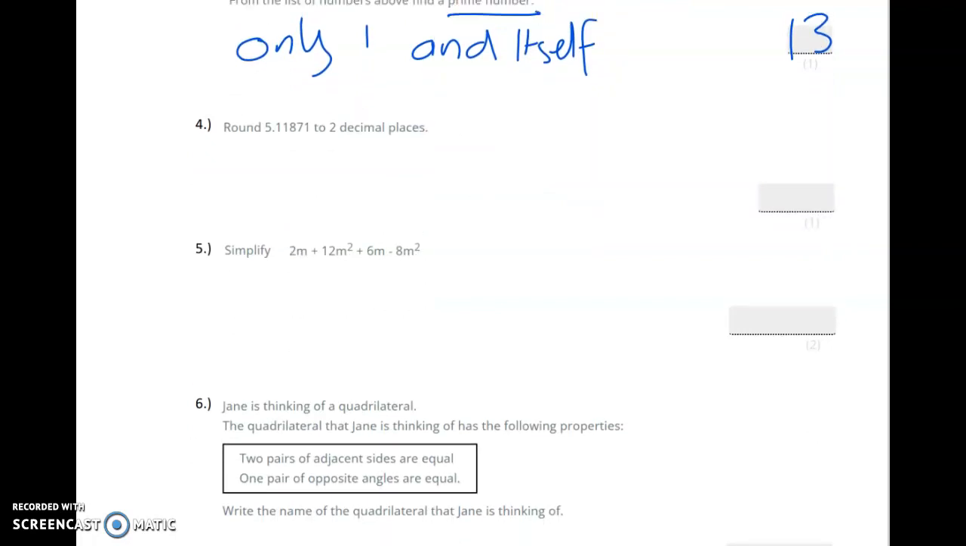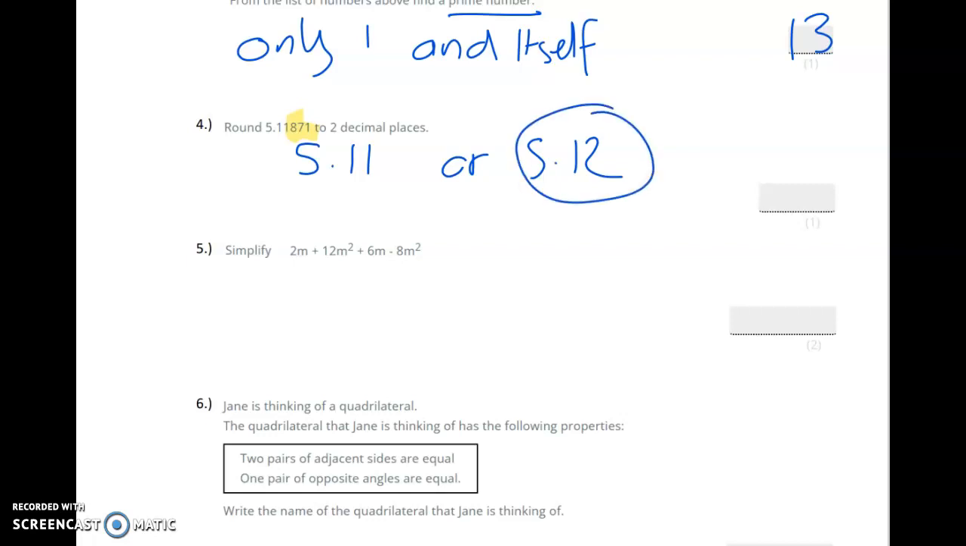It's around 5.11871 to 2 decimal places. So the way I do this is it's either going to be 5.11, so 2 decimal places after the decimal point, or 5.12. Looking at this, my next number there is an 8. Because that 8 is above a 5, what it actually becomes is 5.12, because I'll round it up. If it was a 5.115 or less, then it'll stay at 5.11.